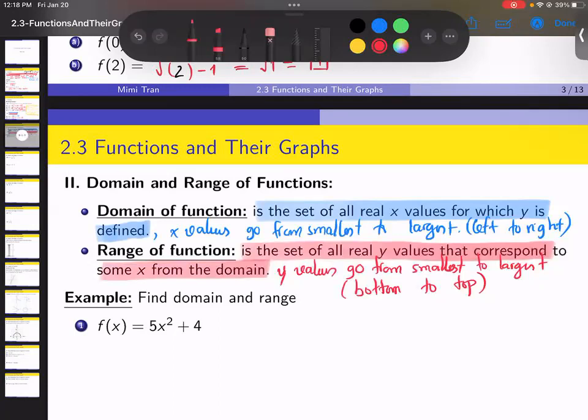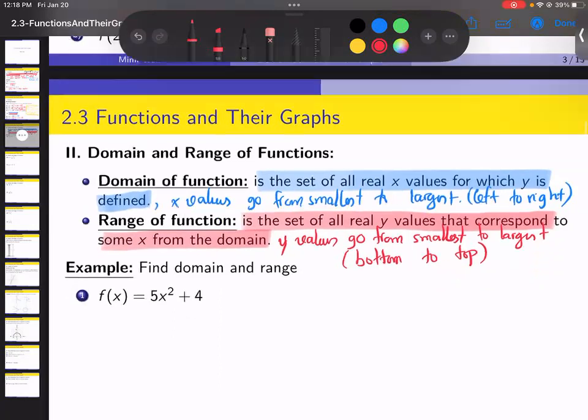Now, what if I don't give you the picture? What if you had to tell me the domain without graphing the picture? Well, there are certain rules that you want to know, and you see this again and again if you take more math classes. I want you to find the domain of y equals 5x squared plus 4. What kind of function is that?